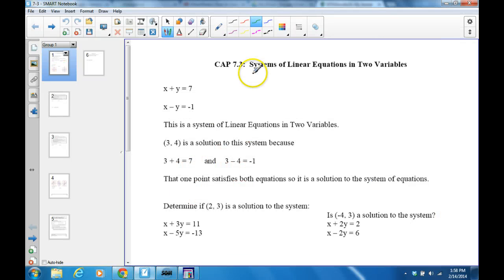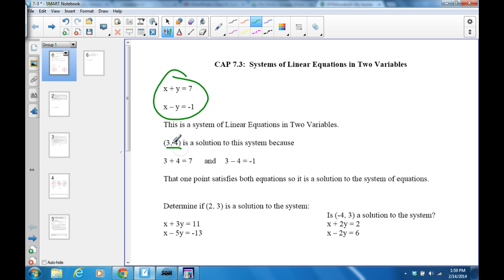On this next part, today we're going to talk about systems of linear equations in two variables. A system of linear equations is a group of equations, always more than one equation in it. It could have many equations. And right here we have an example of a system. This one is x plus y equals 7 and x minus y equals -1.